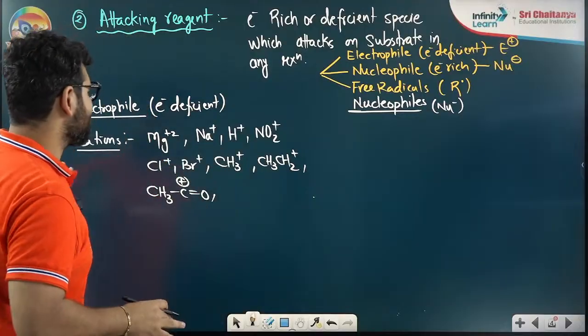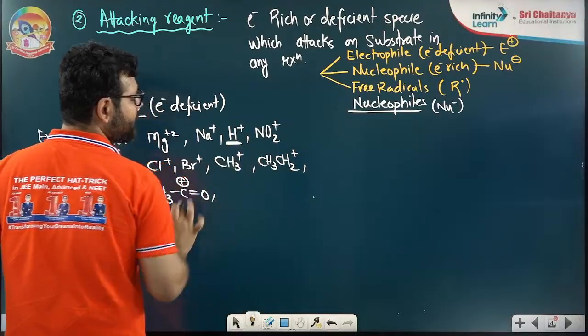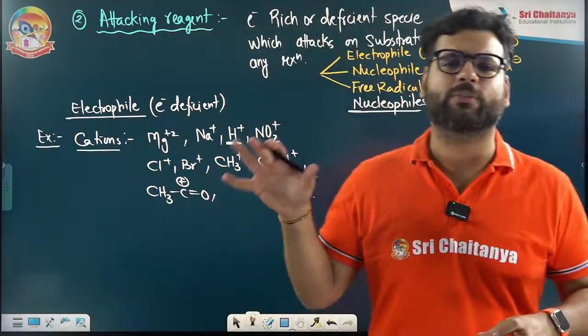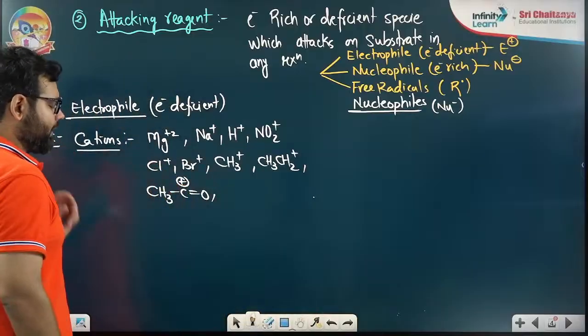So these are a few of the examples you should remember. H plus will take part too. We'll see many examples in the alkene chapter, that in alkenes, when you do addition of HBr, H plus is the attacking species there. These are the examples of cations.